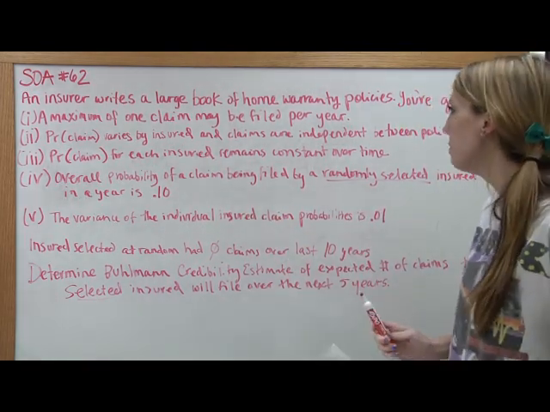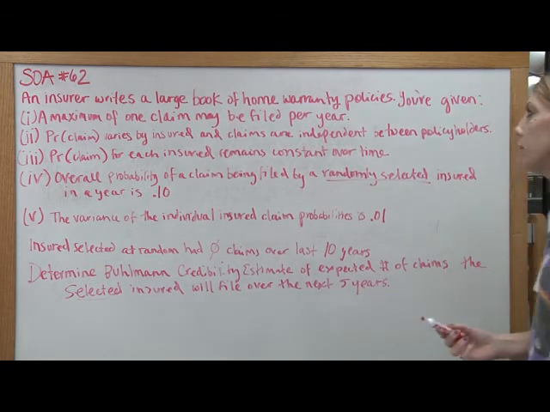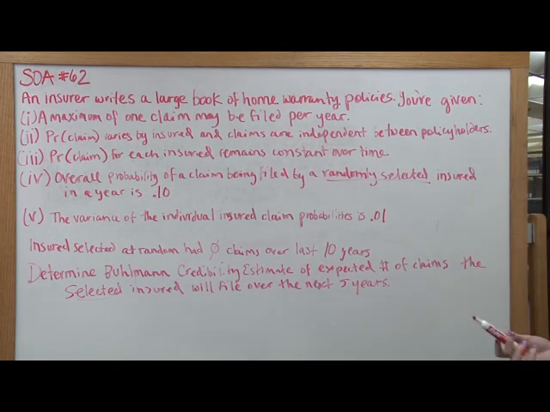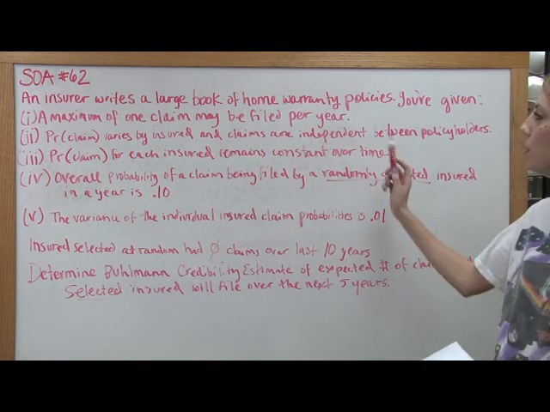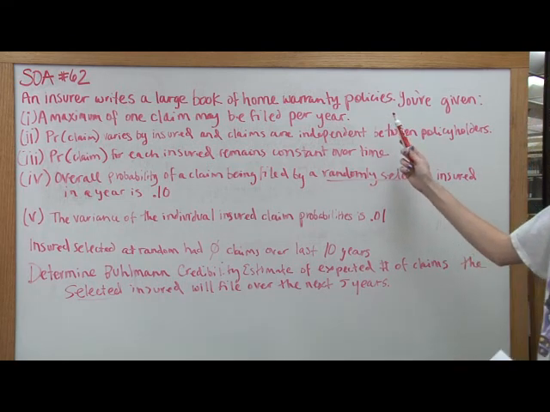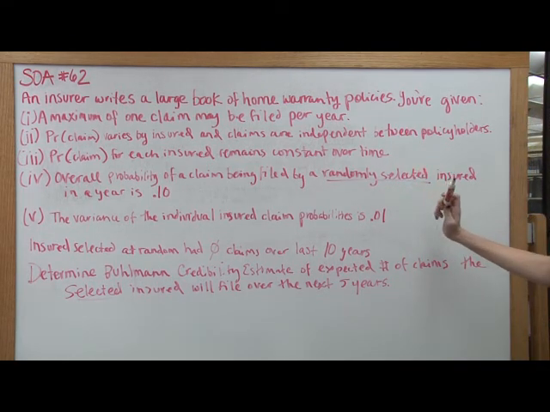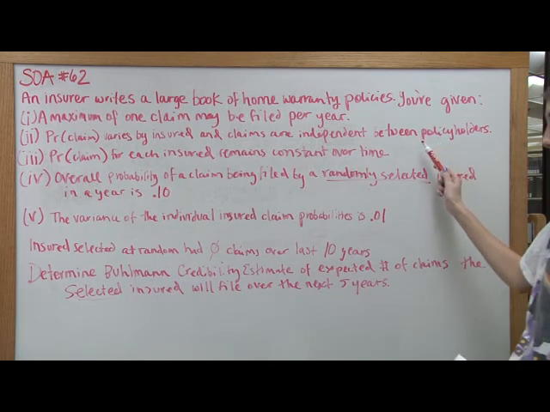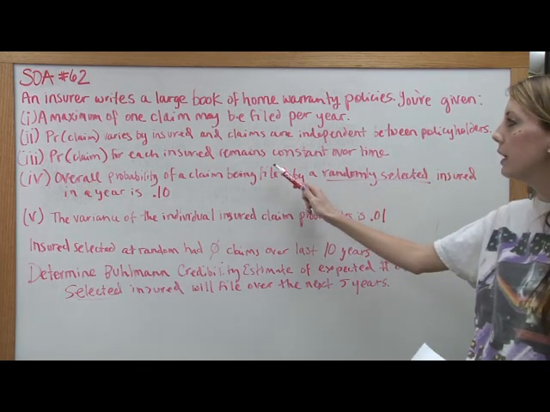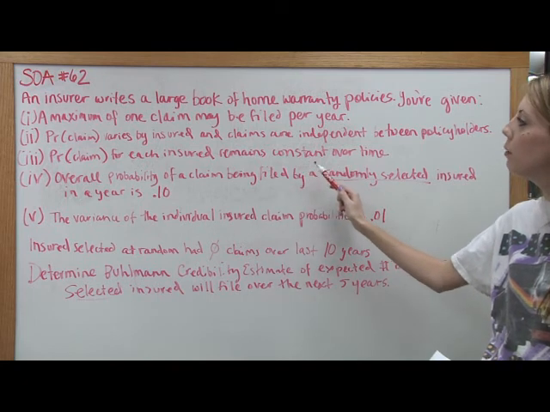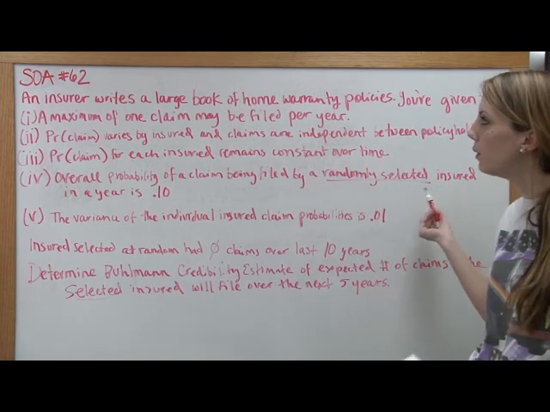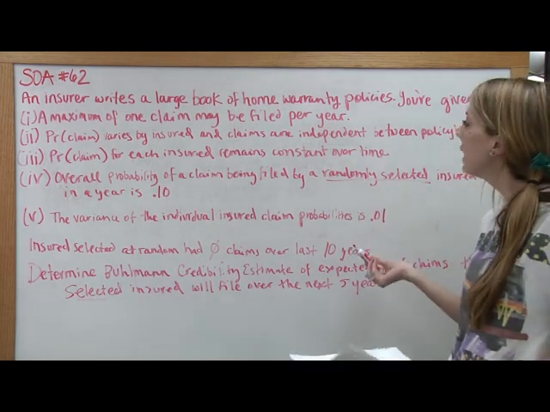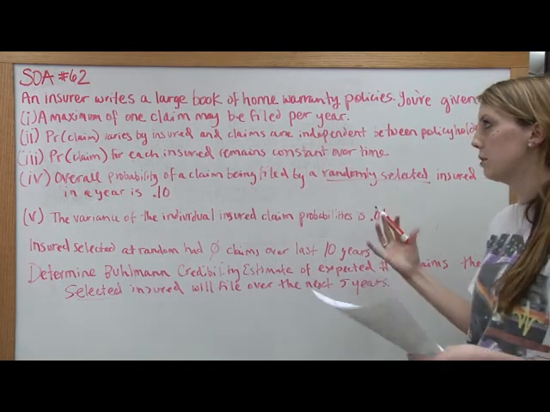So the problem is, an insurer writes a large book of home warranty policies. You're given a maximum of 1 claim may be filed per year. The probability of a claim varies by insured, and claims are independent between the policyholders. The probability of a claim for each insured remains constant over time. So it's semi-parametric, but it doesn't specify any distribution.